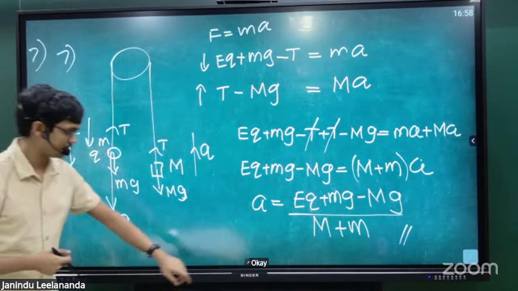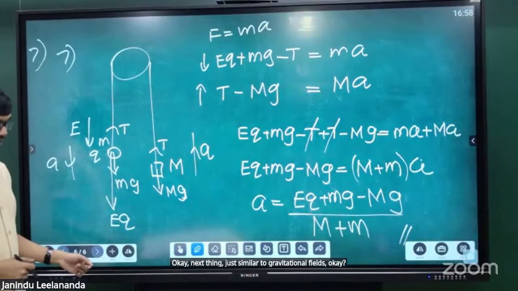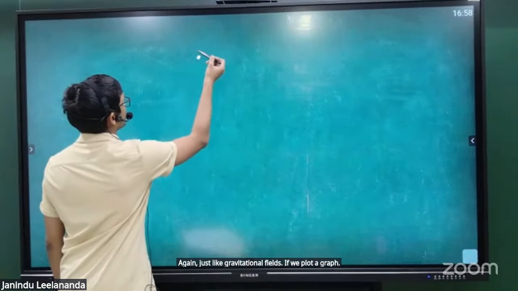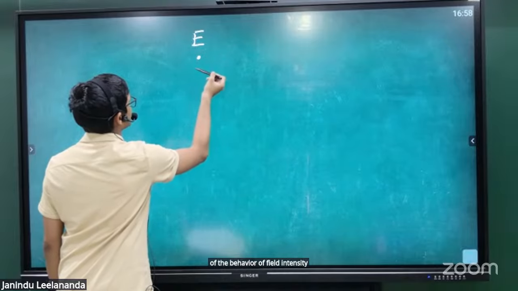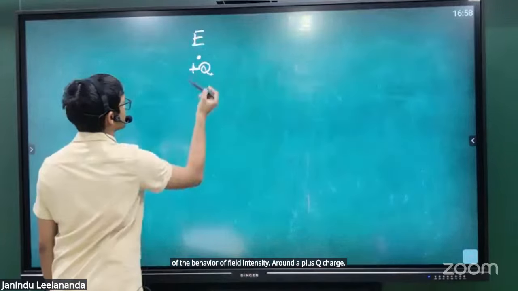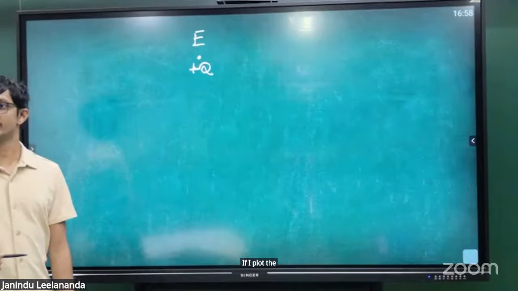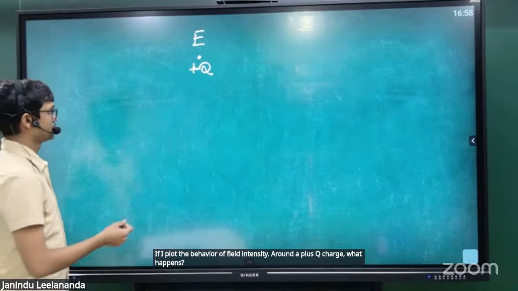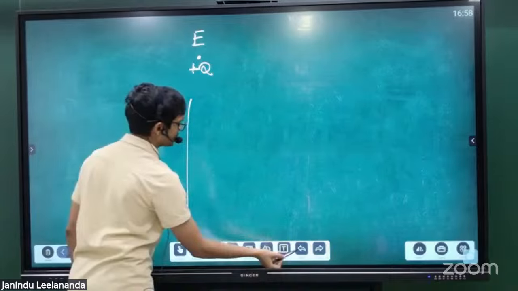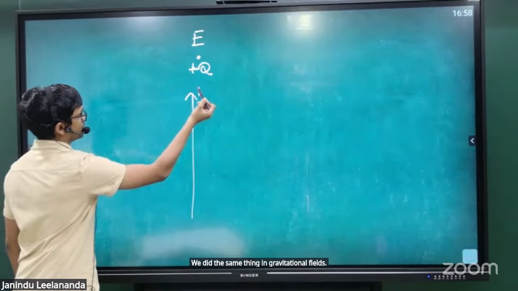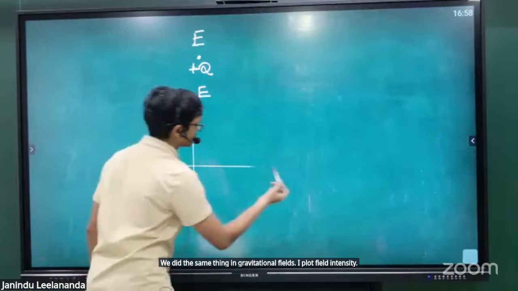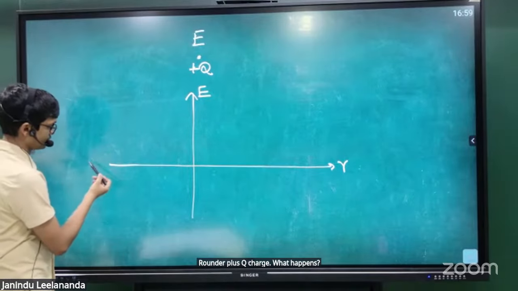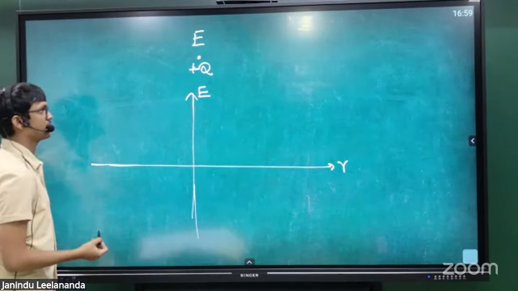Okay. Next thing, just similar to gravitational fields. Again, just like gravitational fields, if I plot a graph of the behavior of field intensity around a plus Q charge, what happens? We did the same thing in gravitational fields. What happens?